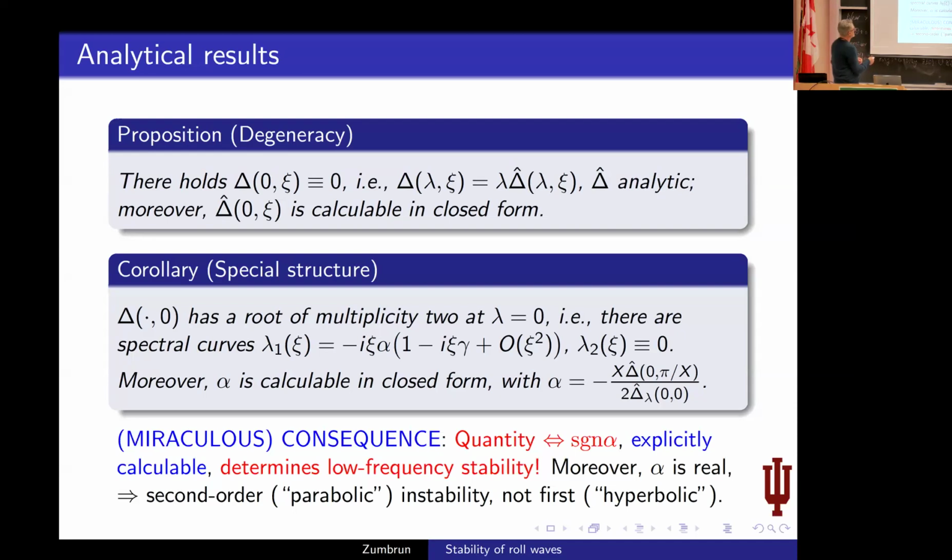Turns out it has a root of multiplicity 2. I'm going down to the corollary. At lambda equals 0, we find two spectral curves. One is identically equal to 0, and the other, it expands like this, negative iC times something, and alpha can be calculated in closed form. Well, why is this useful? This one is not very interesting. This is the one that's going to determine stability. And first order in C is just alpha iC, it's neutral.